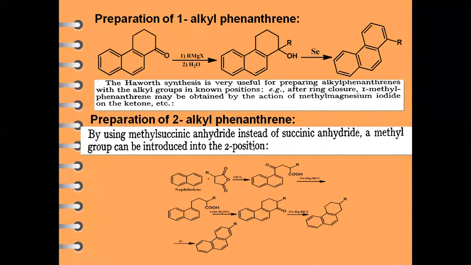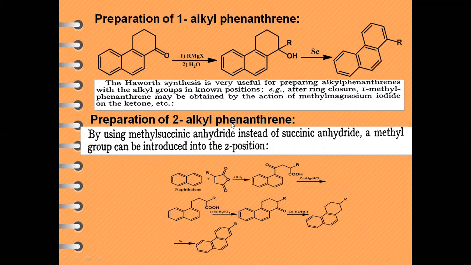So this is a reaction for the formation of alkyl phenanthrene by using the Haworth synthesis method. This is an intermediate product in synthesizing phenanthrene with naphthalene as starting material. This again on treatment with Grignard reagent and water, there will be formation of a hydroxyl derivative, and this hydroxyl derivative is further reduced with selenium. There is formation of 1-methyl phenanthrene, which will be obtained by the action of methyl magnesium iodide on the ketone. So alkyl phenanthrene can be synthesized by using an intermediate product from the synthesis of phenanthrene by Haworth method.